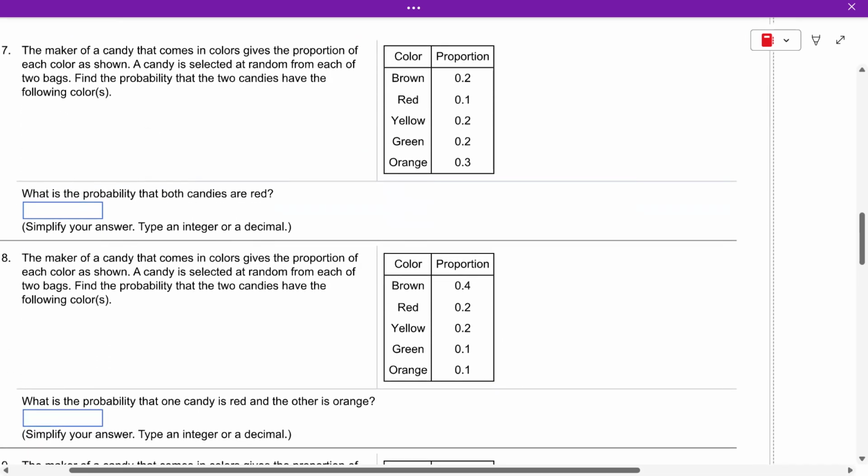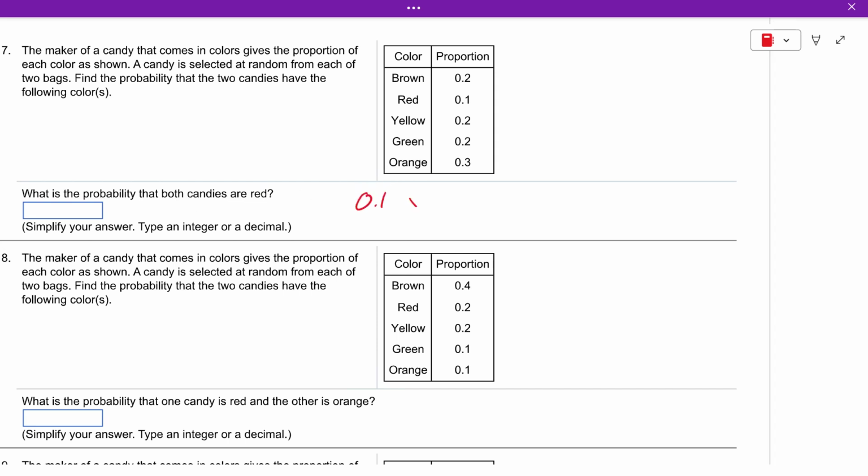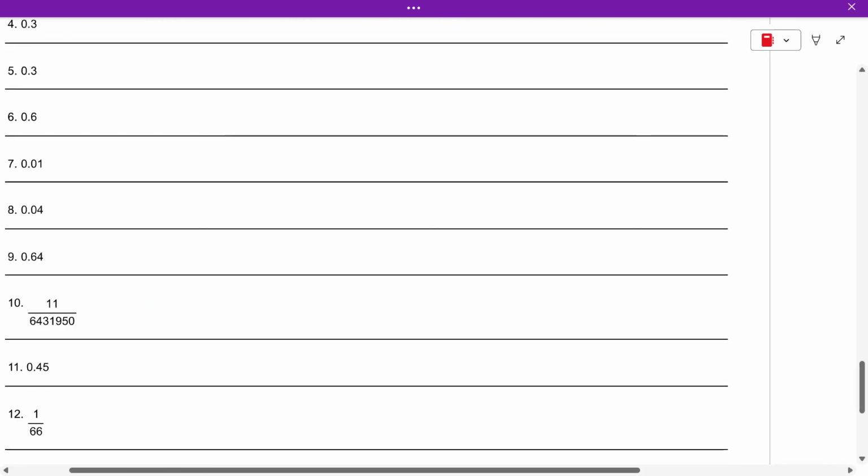All right, maker of candy comes up. What's the probability to find that 2 candies have the following colors? What's the probability that you choose one that's red and then choose another one that's red? So red and red. That's an and, so you multiply them. Red and red, if you multiply them, are 0.01. Okay? So I'm pretty sure that 0.01, yep.